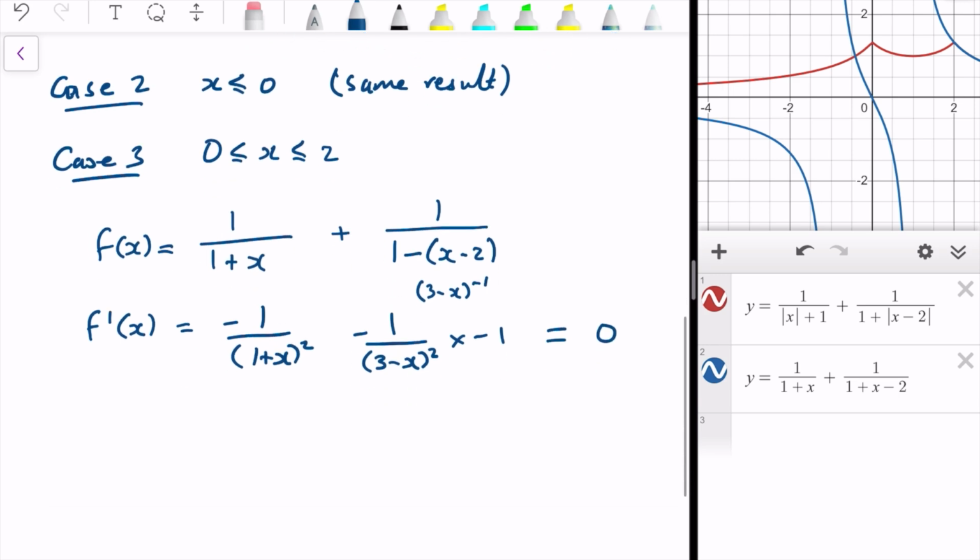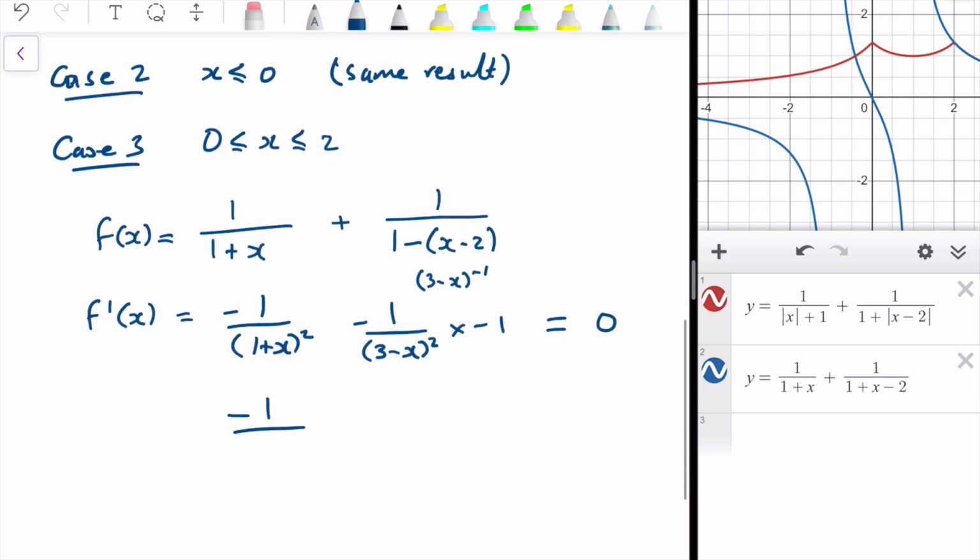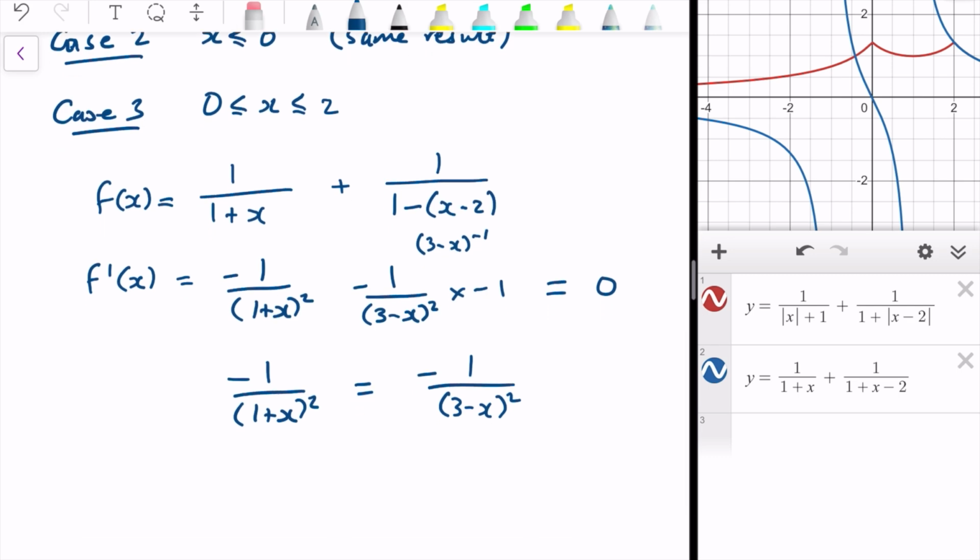Equals 0. Do the same thing as we did before, leave 1 on one side, move the other to the other side, being careful with the double negative. So it's a positive, but then moving it to the right, it's a negative again. Divide both sides by negative 1, cross multiply.